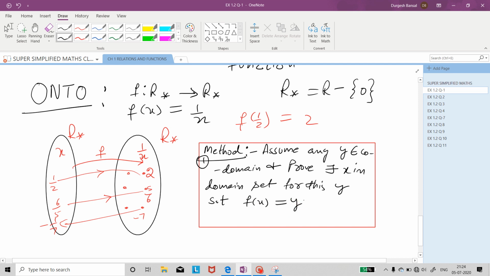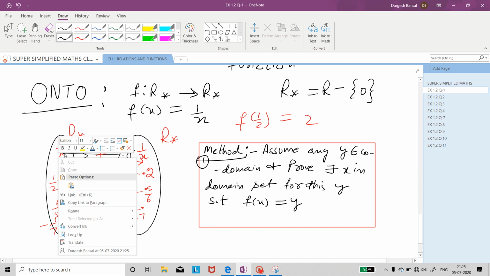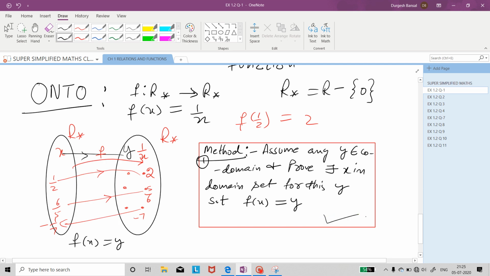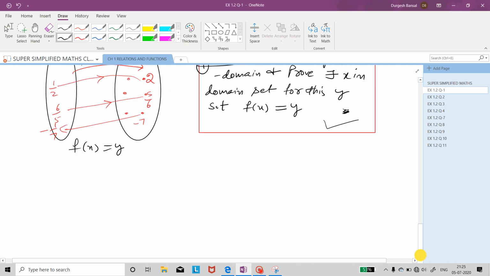So what you are doing here is that you are making sure that for every y here in the codomain set, there exists x in the domain set such that f(x) is y. That means every element here is the image of some element of the domain set. If you are able to prove this, then you are proving that the function is onto. This is one method of proving the function to be onto. I will show you in this question. You don't need to write this in the question. This is the method of doing the question. This I have explained to you in one question. In the rest of the questions, I won't write it again and again.